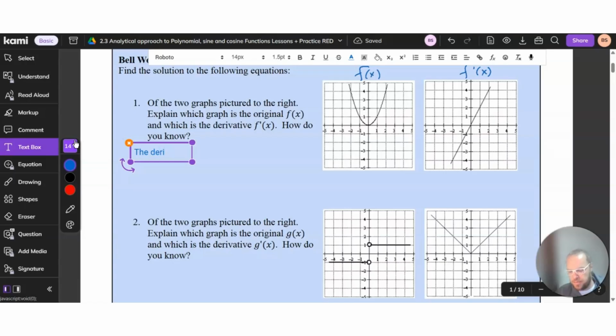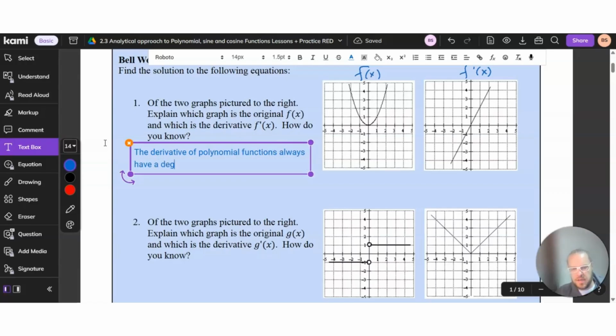The derivative of polynomial functions always have a degree of 1 less than the original.